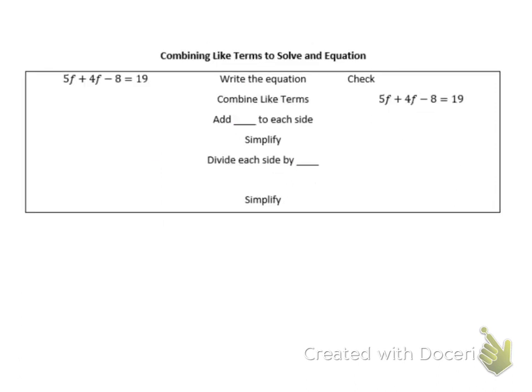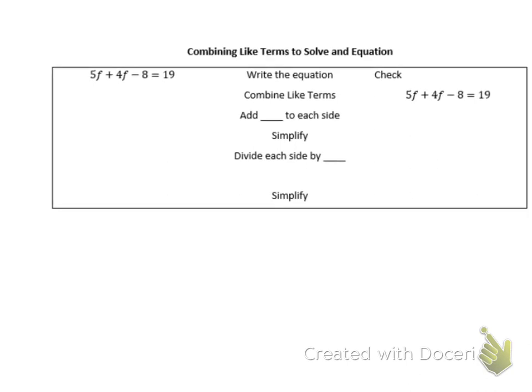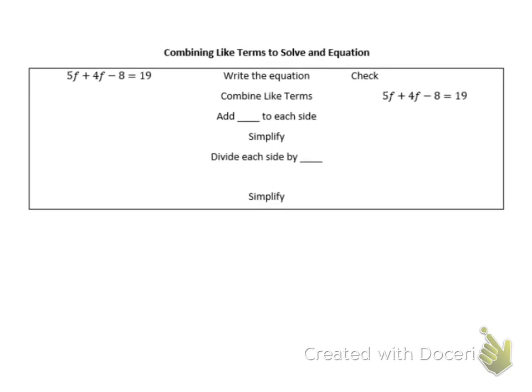All right, now we've got a new problem here. In this problem, you'll notice one thing that's different is we have those two f's over there. So in order to do this, since they are on the same side of our equals line, that means we can combine them. They are like terms. This is going to be a very common first step.